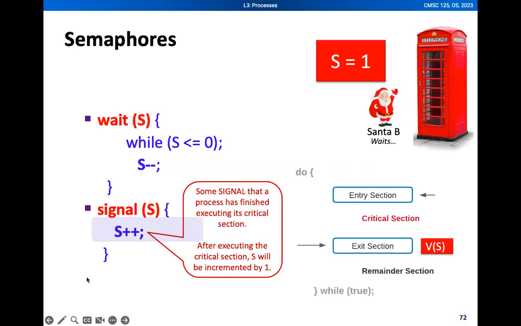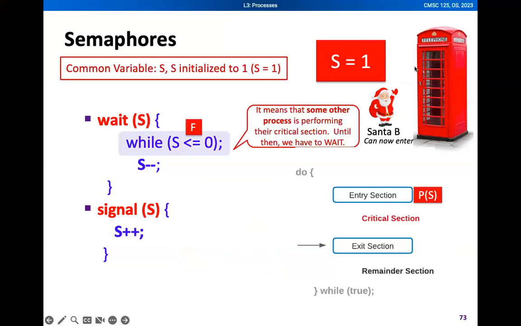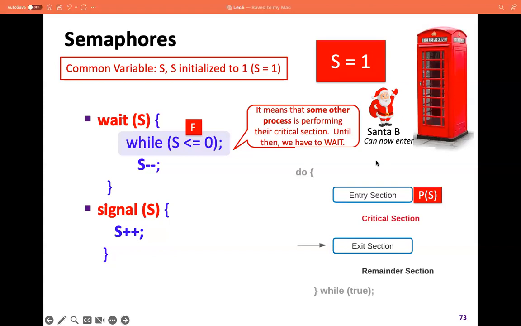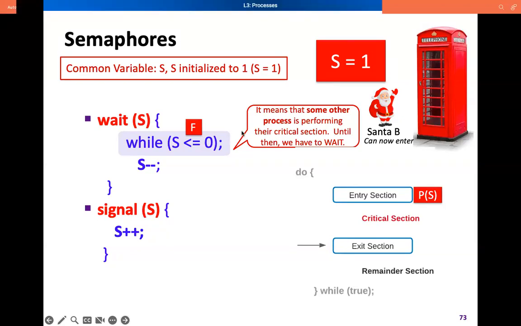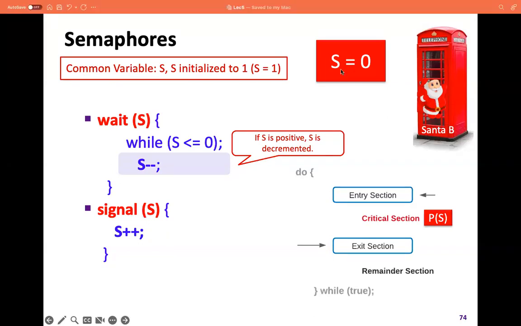So Santa A has sent a signal that it is done with its critical section, or done using the telephone booth. So we increment S by 1, and that means that we now have an available resource. And so then Santa B is done waiting. Since we now have an available resource, we are out of the loop. And when Santa B took its turn and used this telephone booth, we decrement S by 1.